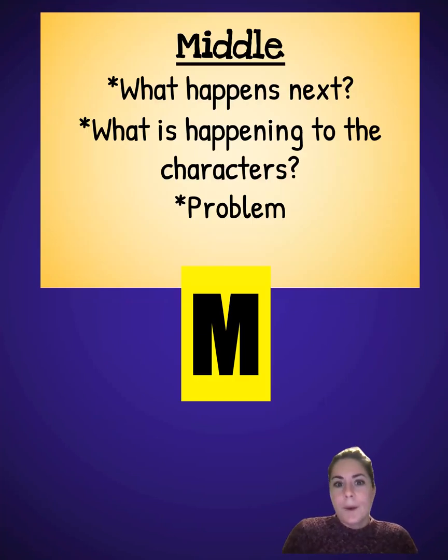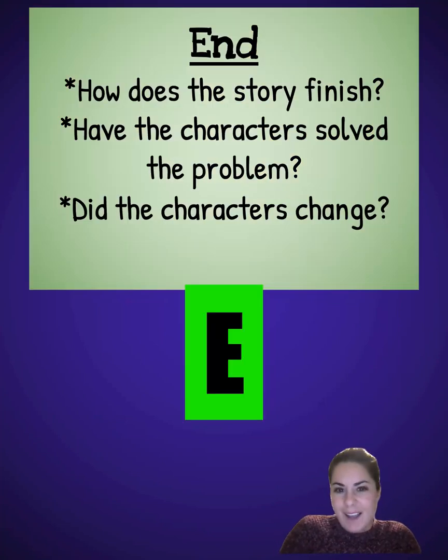The middle, what happens next? What is happening to the characters? Is there a problem? Sometimes the problem happens at the beginning, and a lot of times it happens right in the middle. And the end, how did the story finish? What was the final ending? How did it all come together? Did the characters solve the problem? Did the characters change? That's what you're looking for usually at the end. The BME to talk about it.